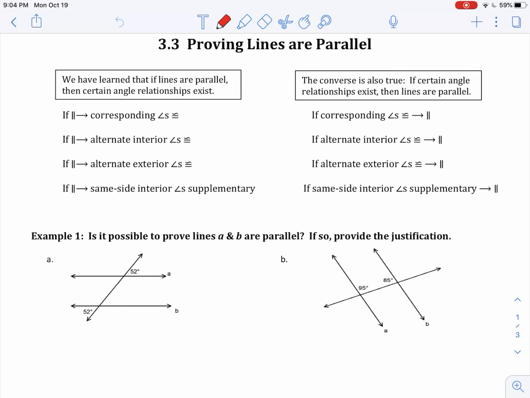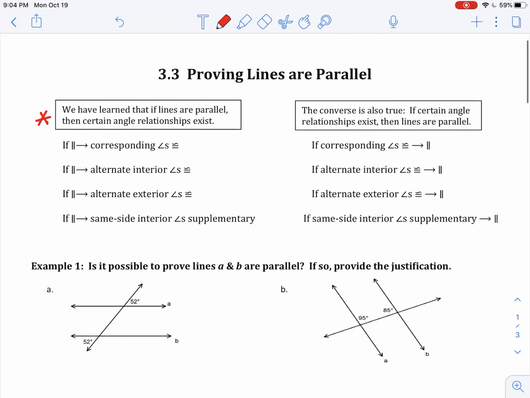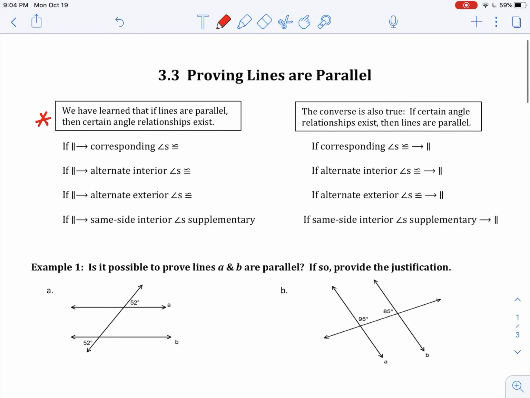And we've already talked about them in Section 3.2, the ones on the left here. We learned that if lines are parallel, then certain angle relationships exist. And so this double line symbol here, that's a way of saying parallel. I think we've used that in the past, but maybe we haven't. But that's a shortcut notation for saying things are parallel.